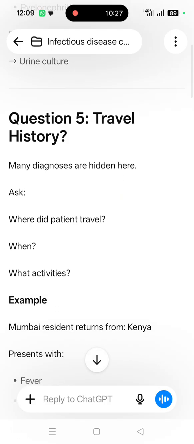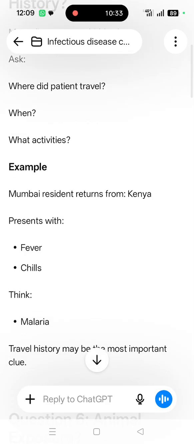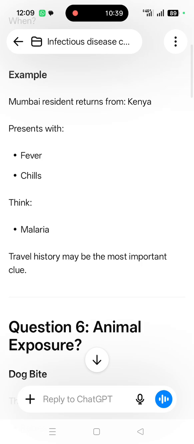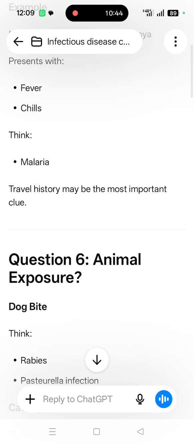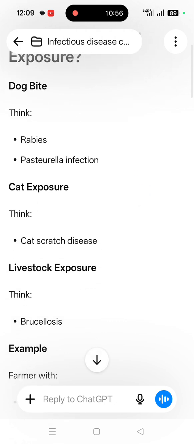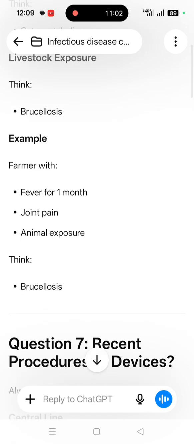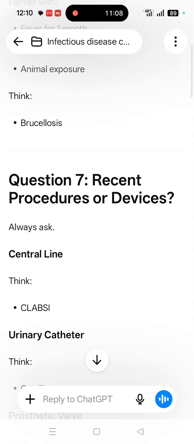Then the travel history: many diagnoses are hidden here. Where did the patient travel, when, what activities? All these things will give you a clue. A Mumbai resident returned from Kenya, presenting with fever and chills. So coming from Kenya, that means he may have malaria. Travel history may be the most important thing, and you should ask for it. Animal exposure: rabies and Pasteurella infection, cat exposure, cat scratch disease, livestock exposure, then brucellosis. A farmer with fever for 1 month, joint pain, animal exposure, then you think of brucellosis.